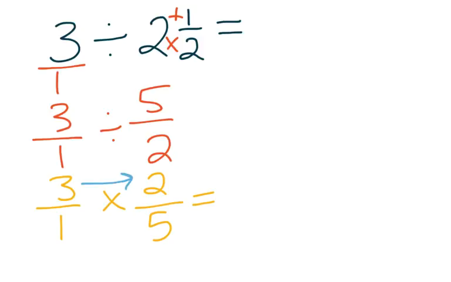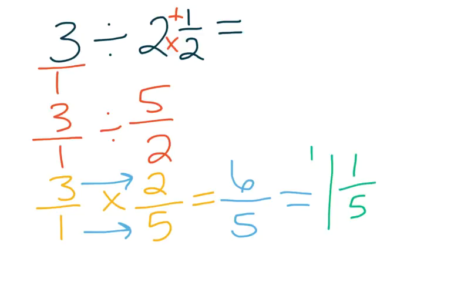I then multiply straight across. 3 times 2 is 6. 1 times 5 is 5. 6/5 is an improper fraction, so I have to go ahead and divide. So 5 can go into 6 one time. With 1 left over, my denominator stays the same. So my final answer would be 1 1/5.